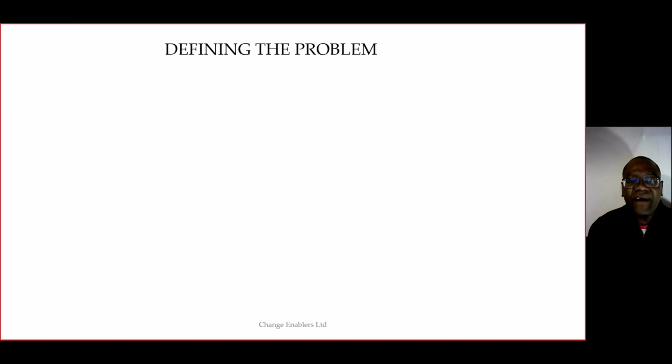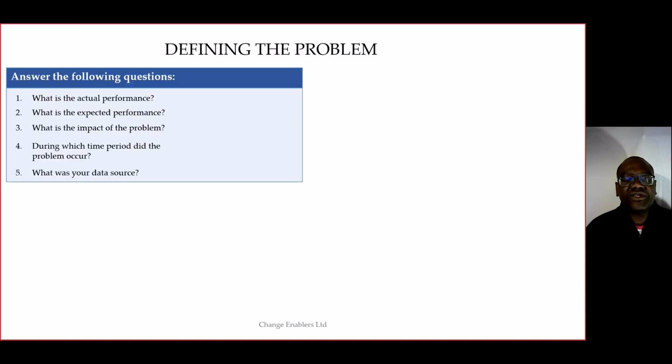In essence, we define the problem by obtaining answers to these 5 questions. First, what is the actual performance? Second, what is the expected performance? Third, what is the impact of the problem? In other words, what pain does this problem cause? Fourth, during which time period did this problem occur? That is positioning this problem in time. And finally, what was your data source? Let's illustrate how we obtain these answers from our event log.